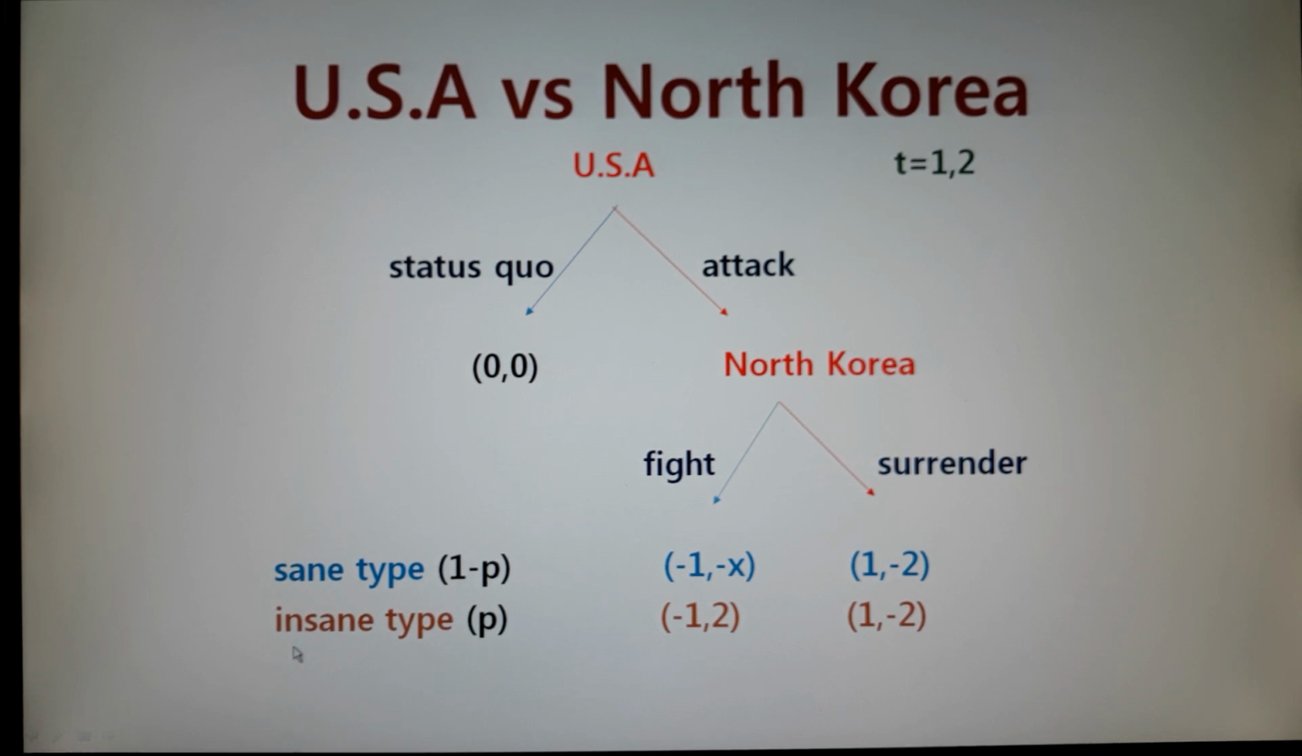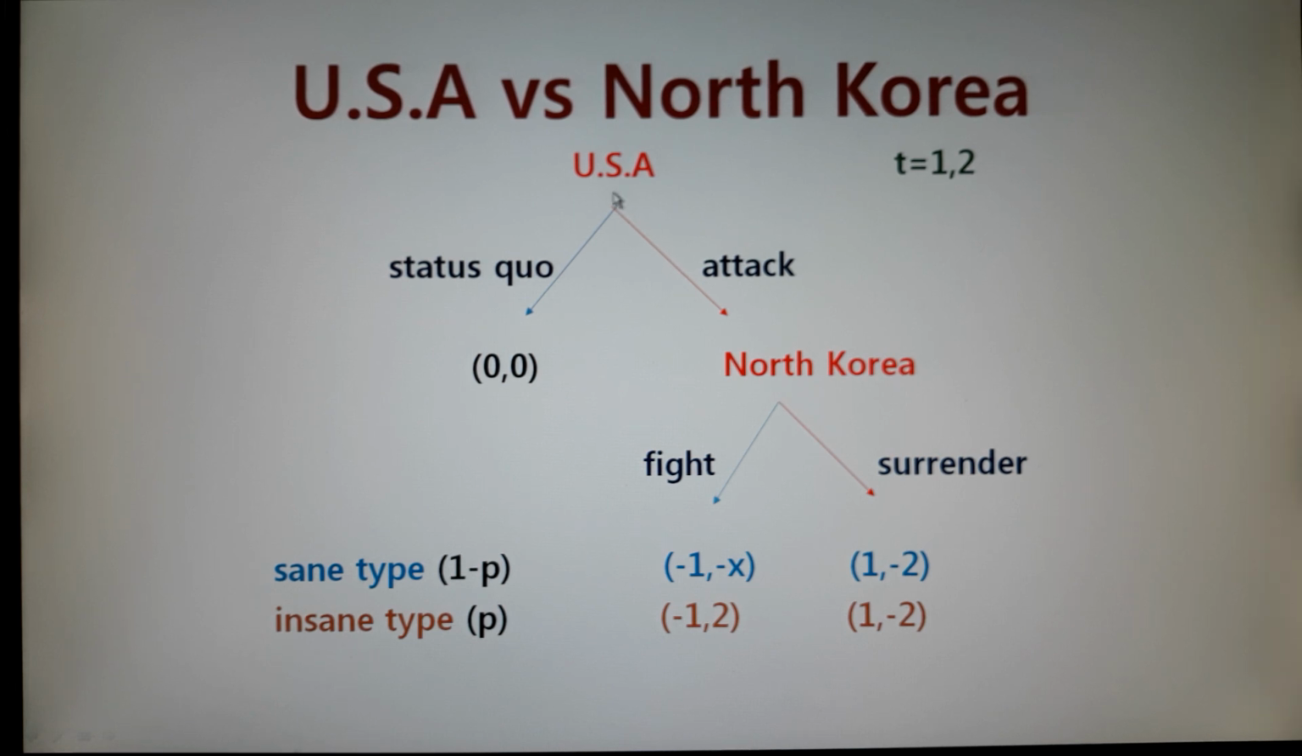The main reason is North Korea. Many people think North Korea may be crazy. Insane means crazy. Sane means normal. North Korea may be insane. They are not like normal people. Look at the North Korean leader. Do you think they are like a normal president or prime minister? No, they look crazy. They behave crazy. What does that mean? North Korea may enjoy fighting with the USA.